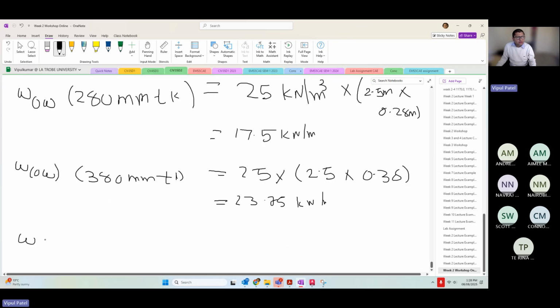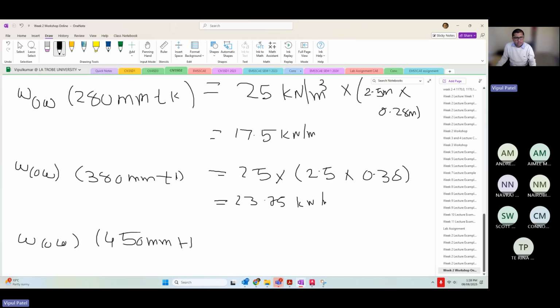Now, W own weight, you're going to get for 450 millimeter thickness, and I showed you all the different thicknesses, right? You don't get surprised where this number is coming from. And this width also I calculated, and this one is 0.45. So that will give you 28.13 kilonewton per meter.